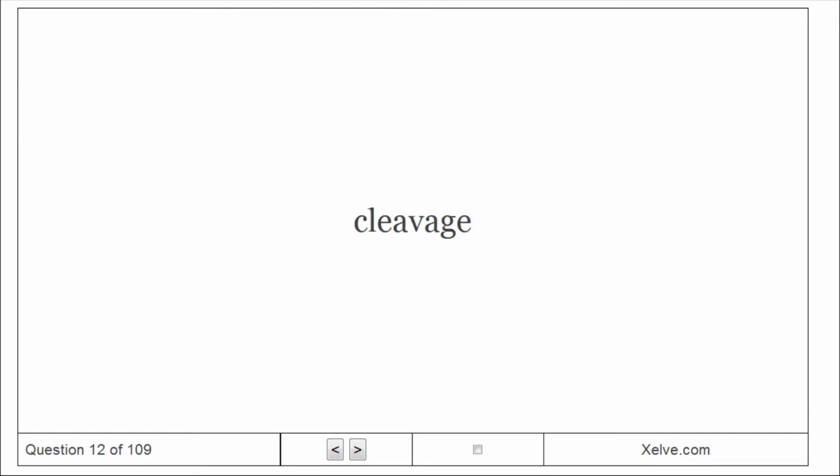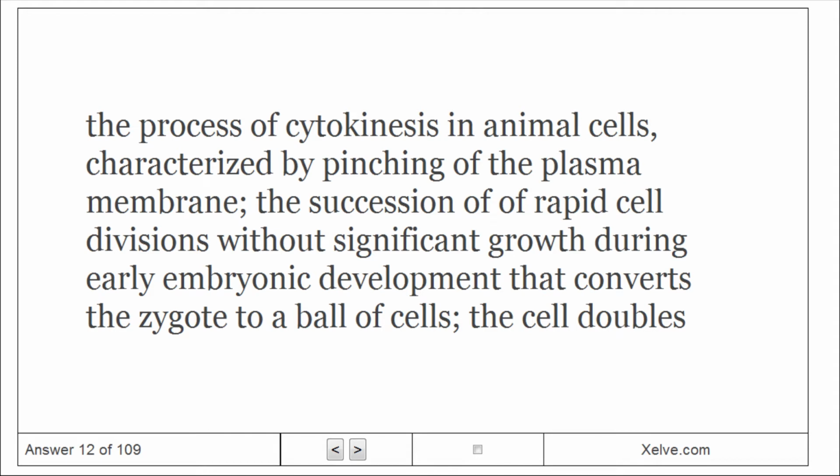Cleavage: the process of cytokinesis in animal cells, characterized by pinching of the plasma membrane, the succession of rapid cell divisions without significant growth during early embryonic development, that converts the zygote to a ball of cells. The cell doubles.